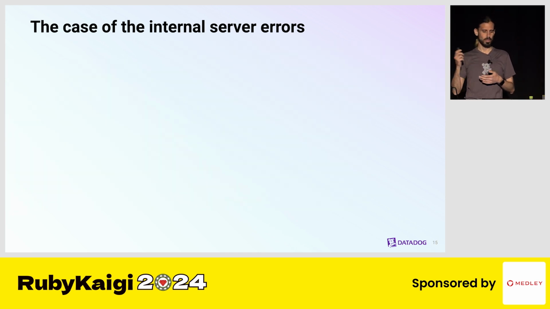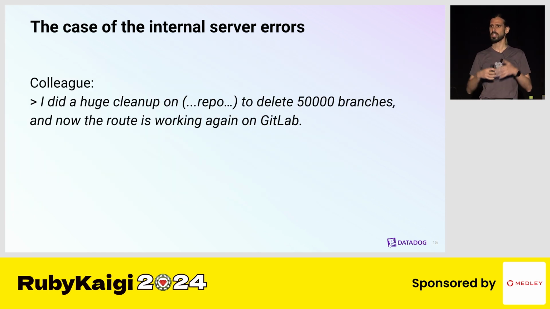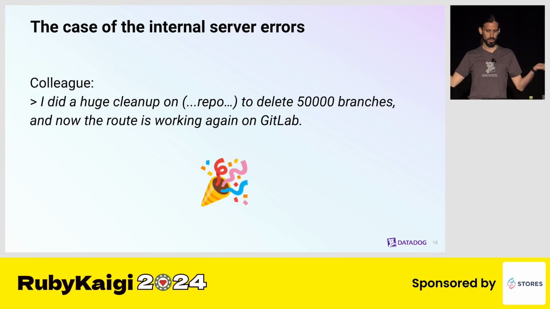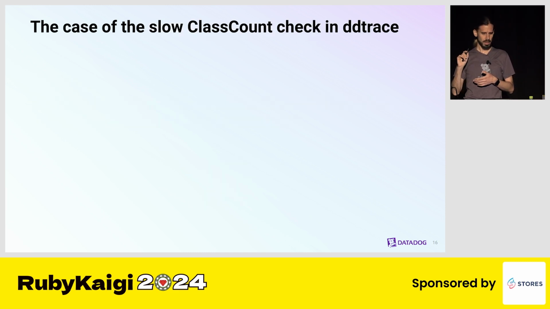And so I told this to my colleague, and it turns out that we did not need all of those branches and tags. It's because we ran some synchronization thing, and the synchronization thing did not delete old branches and tags. He did the cleanup, and now it's working again. So that's one example of using the profiler to fix problems.